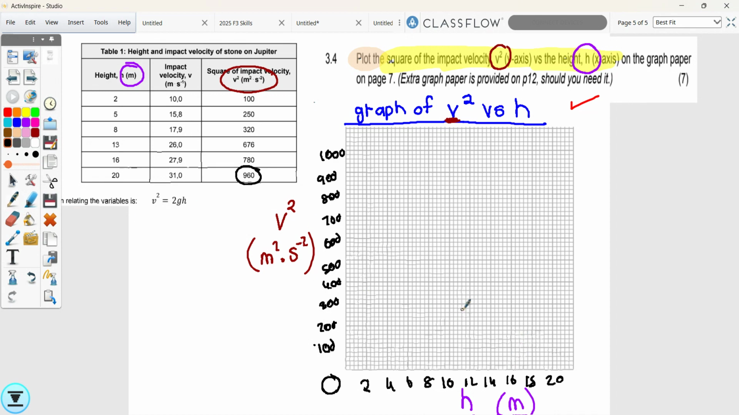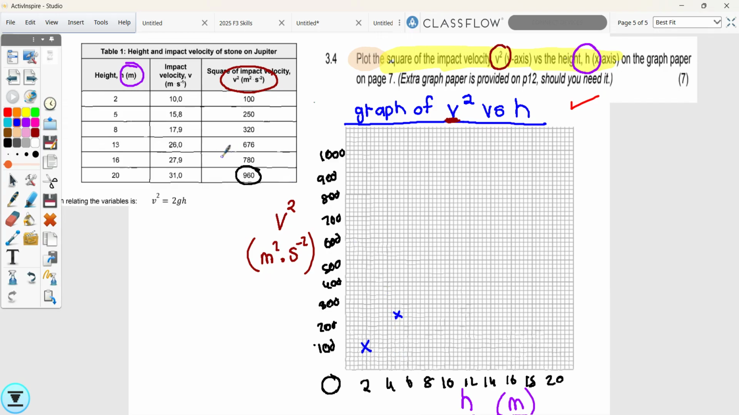Alright, now we're going to plot our graph. I'm going to do it pretty rough and fast. Remember, we are using crosses. So 100 for 2, so 200. 5 is 250. So 5 would be here, between the 2 here and the 2 there, 250.